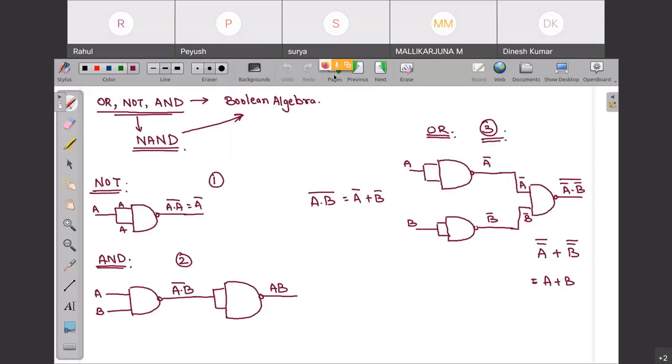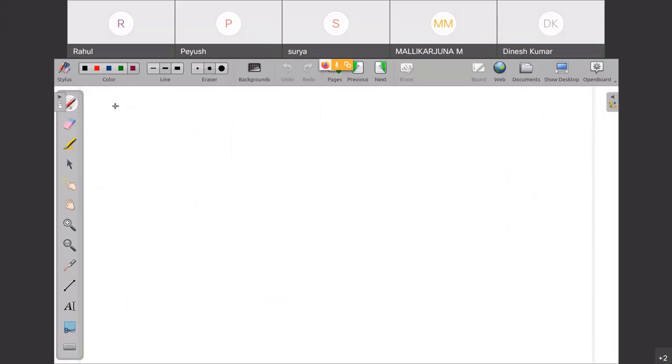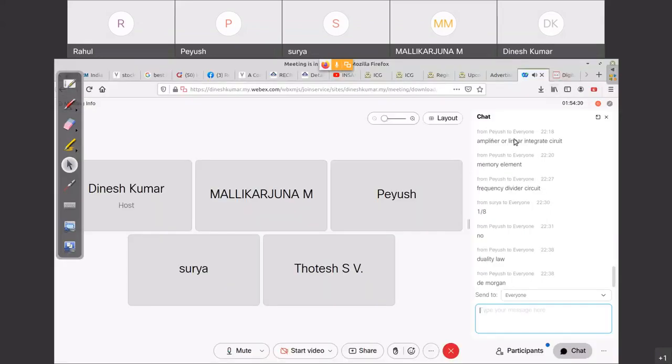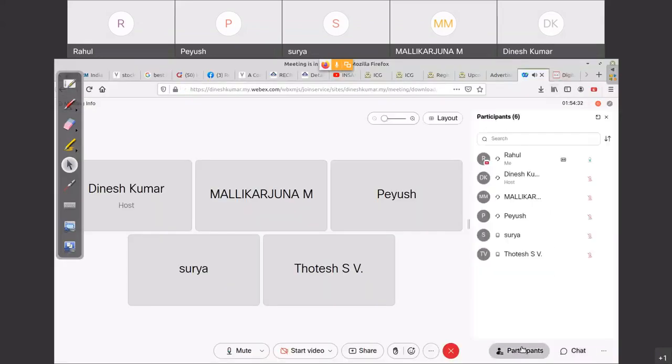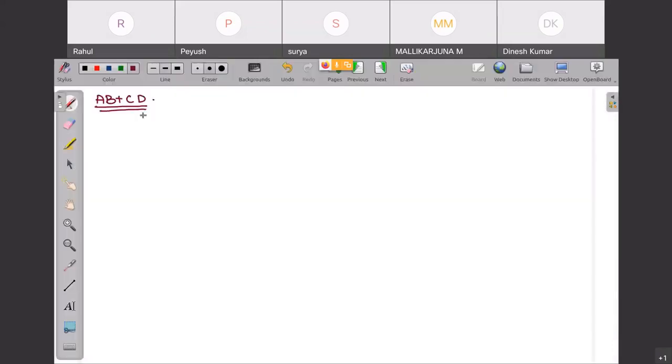So one thing I want to tell you, for such kind of structure, AB plus CD, how many of you are left? Only 4 people. So after this concept, we are going to wind up the session.